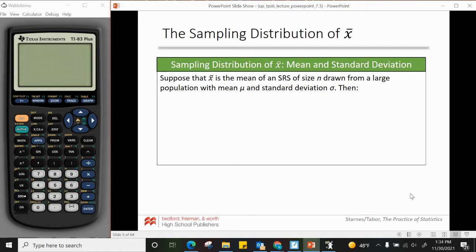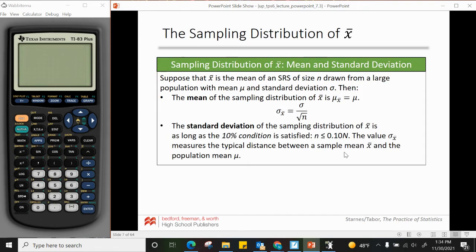Sampling distributions of x bar: the mean and standard deviation. Suppose that x bar is the mean of an SRS of size n drawn from a large population with mean mu and standard deviation sigma. Then the mean of the sampling distribution of x bar, the mu of x bar, is going to equal mu. So the mean of the sampling distribution equals the population mean. And the standard deviation of the sampling distribution of x bar follows this formula: the original population sigma over the square root of n.